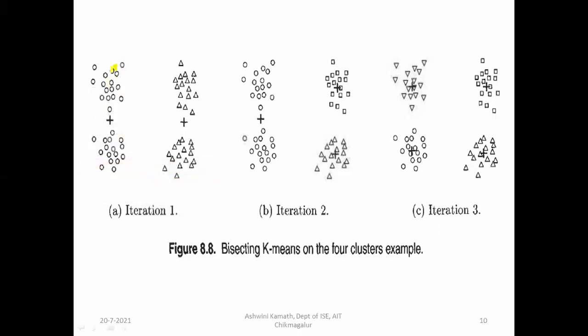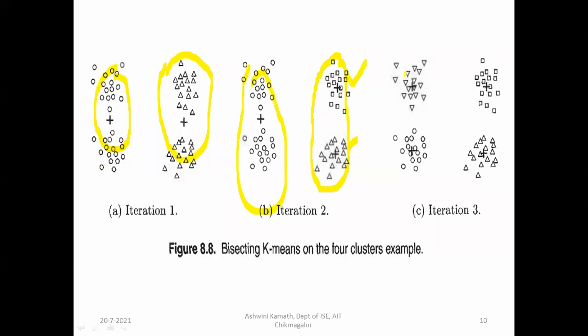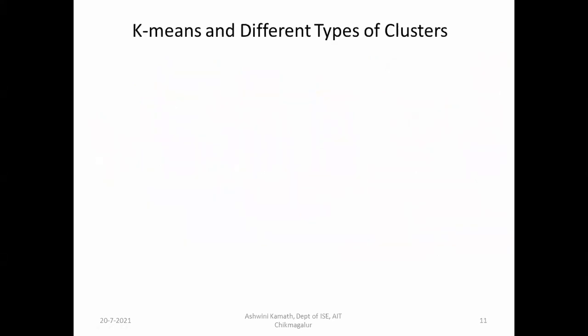Initially divide it into 2 clusters. So this is one cluster, this is another cluster. Again, choose the one which has more points in the next iteration. In the second iteration, you can notice that this is selected and it is divided into 2 clusters. Then in the next iteration, select this. In the third iteration, this will be divided into 2 clusters. So a total of 4 clusters got created here by using the bisecting K-means algorithm.